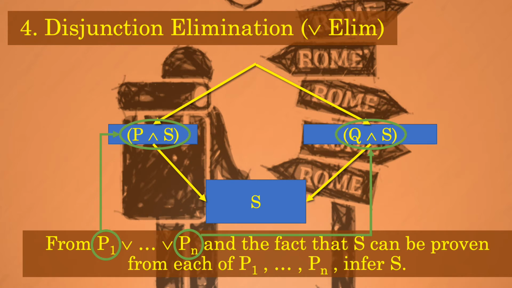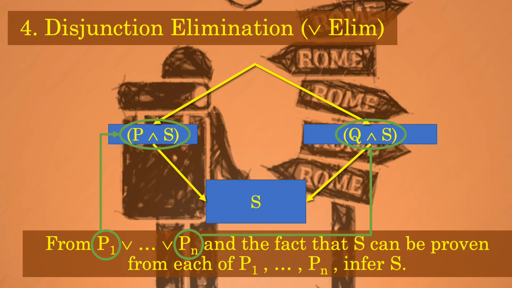In this case, we have a disjunction, and each disjunct is a complex expression. So P1 is going to correspond to the conjunction P and S. And the only other disjunct, Pn, as it were, is going to correspond to the conjunction Q and S. S is going to be a consequence of each of these things, right? From P and S, you can infer S using and elimination, and from Q and S, you can infer S using and elimination. So all roads lead to S, and we can apply disjunction elimination.